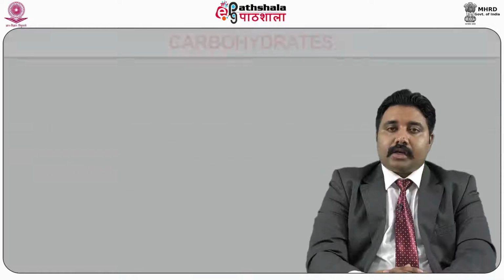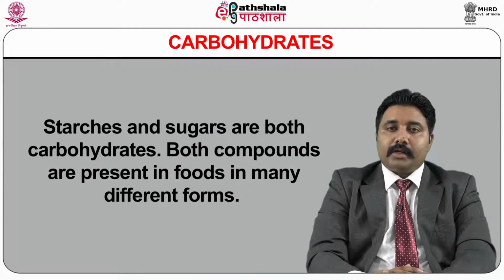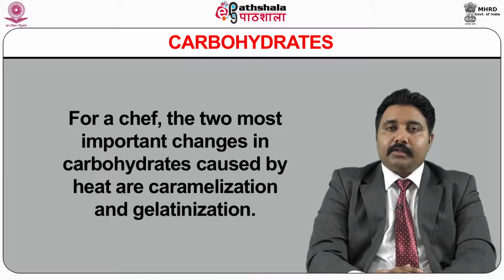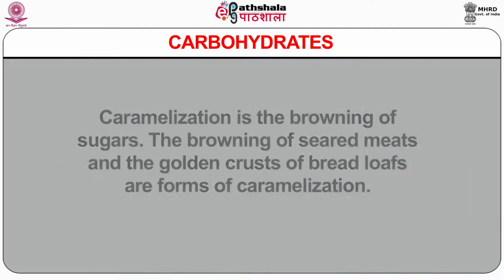Carbohydrates. Starches and sugars are both carbohydrates. Both compounds are present in foods in many different forms. They are found in fruits, vegetables, and grain, plus in beans and nuts. Meats and fish contain only very small amounts of carbohydrates. For a chef, the two most important changes in carbohydrates caused by heat are caramelization and gelatinization.